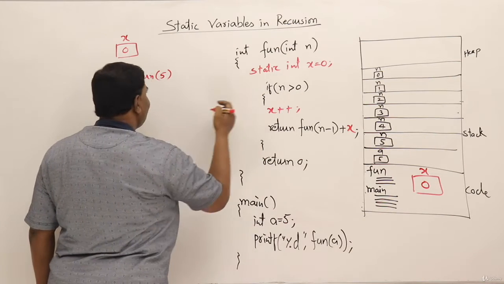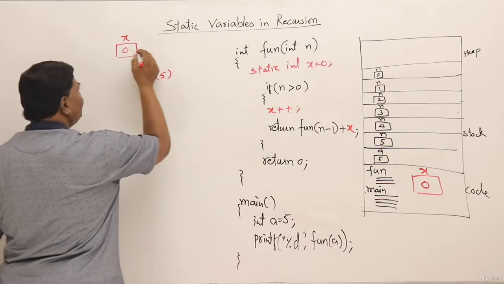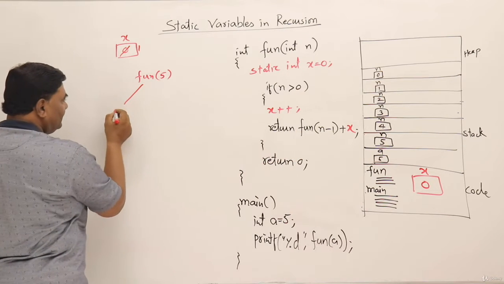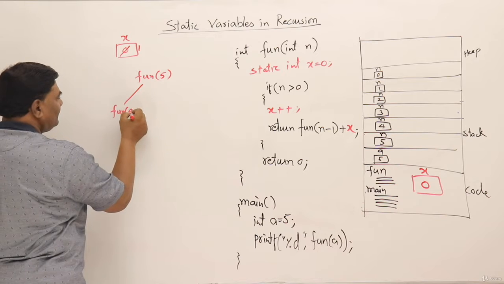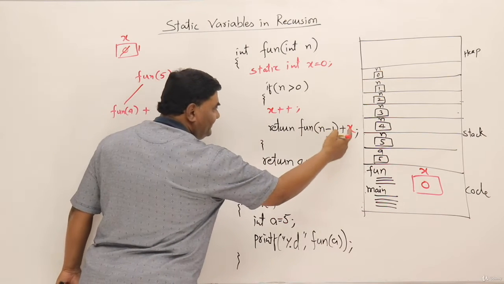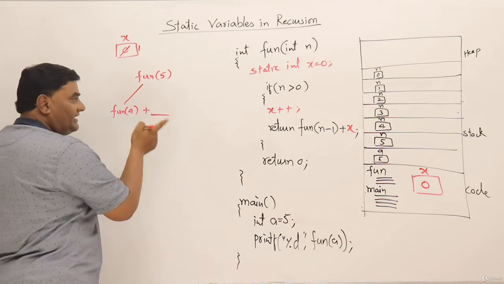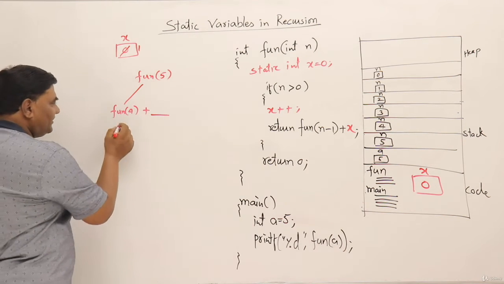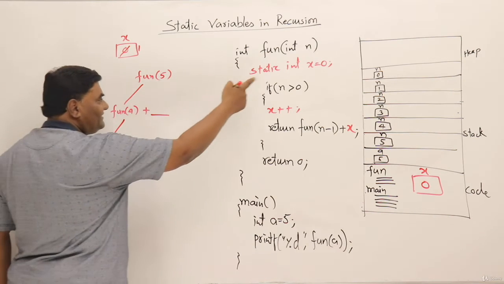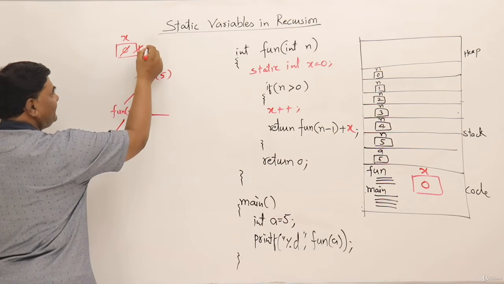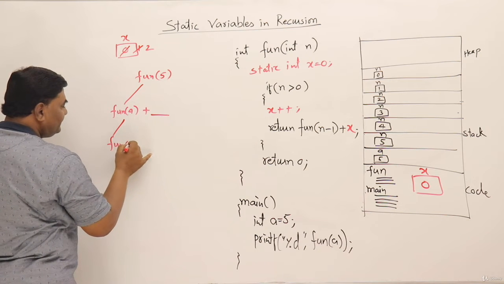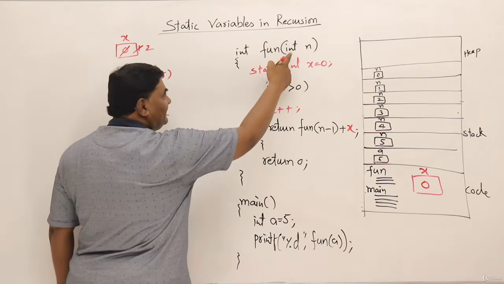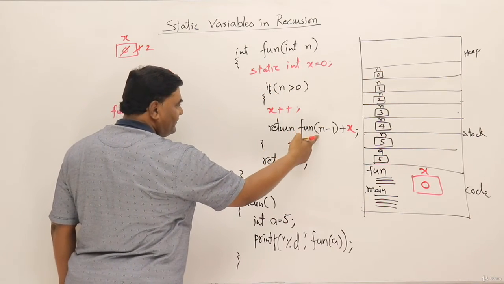Then if n is greater than 0, yes, it is greater than 0, x plus plus, this x becomes 1. Then call itself, fun of 4 plus this x will be added at returning time, so use it at returning time, don't use it now. Continue for this call. Again 4 is greater than 0, x plus plus, so this x becomes 2. Call fun of 3 plus x should be added at returning time.